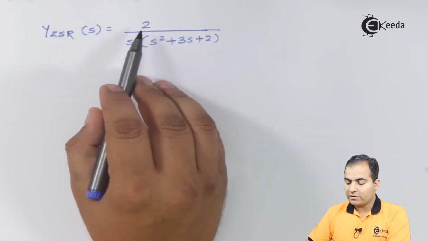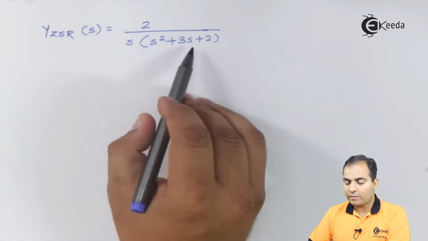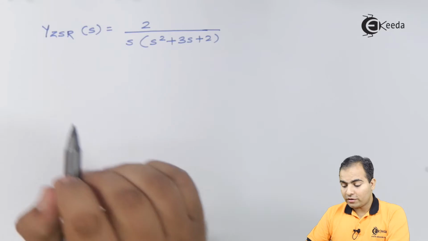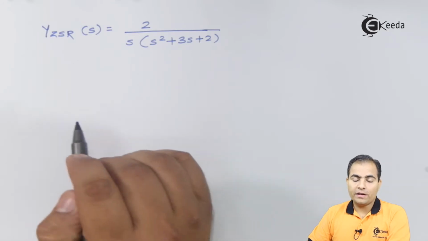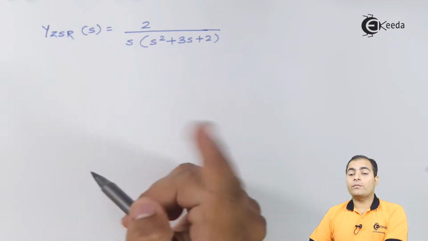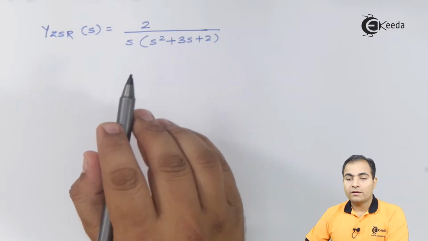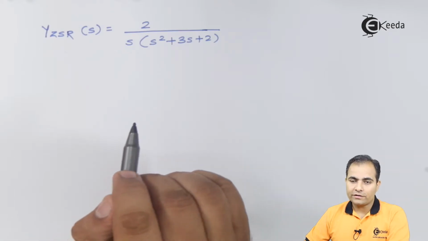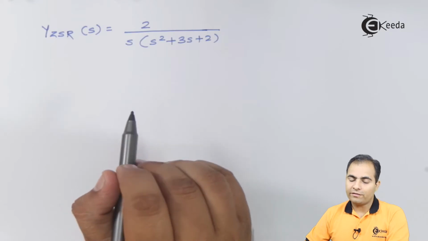Y ZSR of S is nothing but 2 by S into bracket S square plus 3S plus 2. Now we have to calculate the response, which means we need to apply inverse Laplace transform on this equation. But before moving to the inverse Laplace transform, what is important? The partial fraction. And the partial fraction requires some factors.